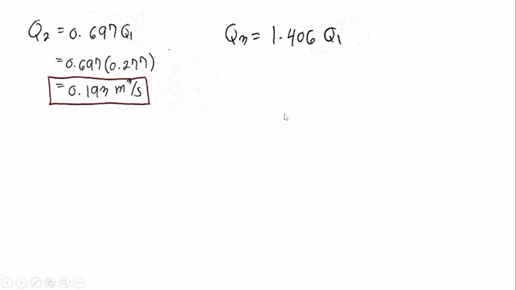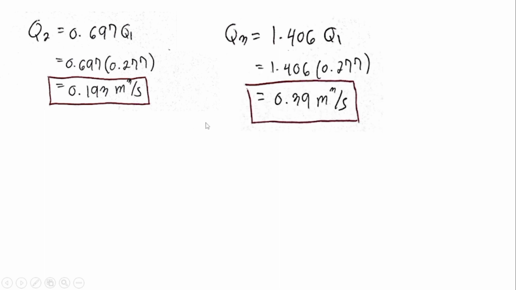Q3 is equal to 1.406 Q1. So substitute also the value of Q1, and we can now solve for the discharge in pipe 3. 1.406 times 0.277. So the value for the discharge in pipe 3 is equal to 0.39 cubic meter per second.